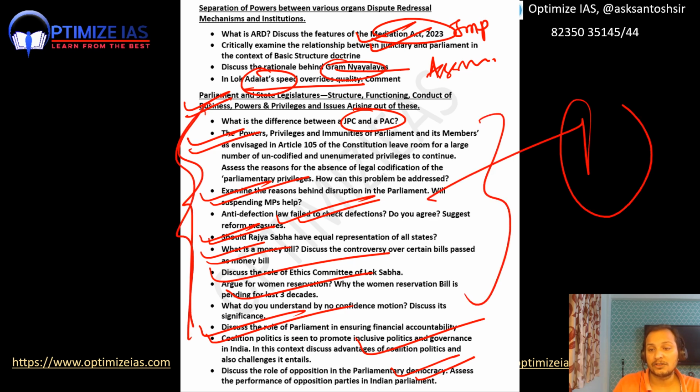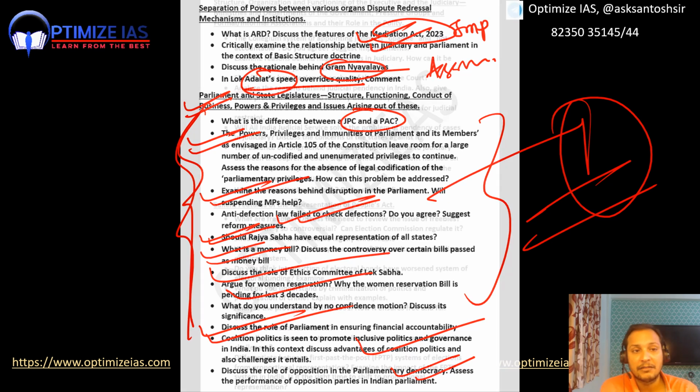At least one question you can expect from this Parliament section. I think mostly the question will be around either the parliamentary privileges, or around the JPC and the Public Accounts Committee, or around Rajya Sabha and Money Bill. So this is Rajya Sabha, Money Bill. They are related to each other.